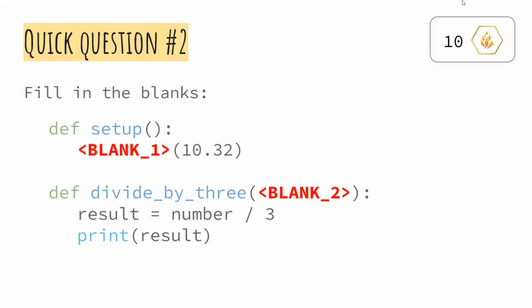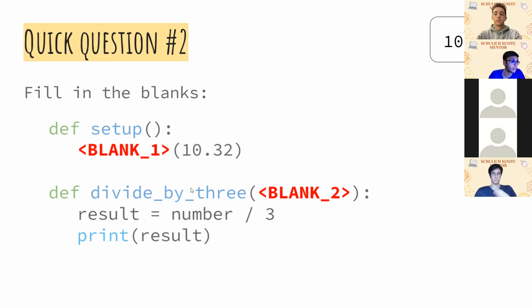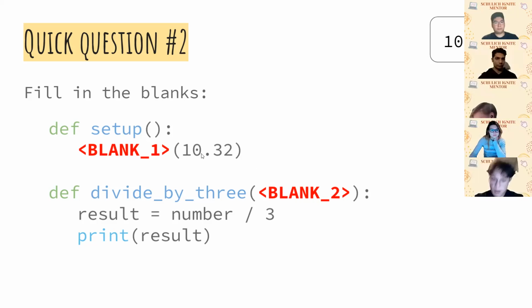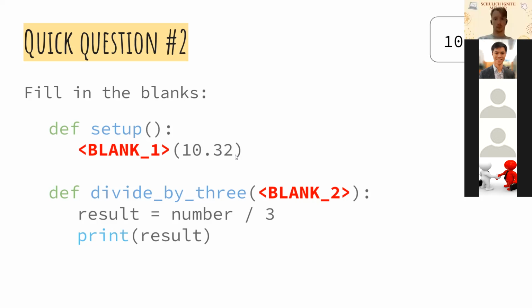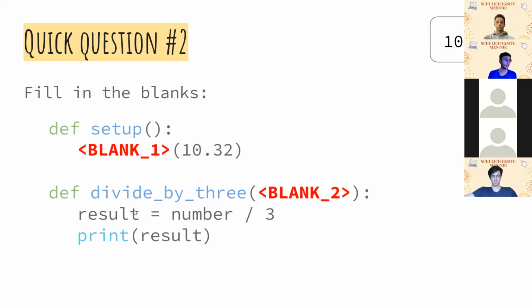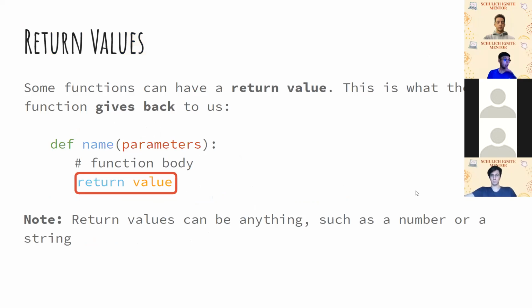So let's look at the answer over here. This is real simple, like the example that I was showing previously. Over here, blank one will basically be divide_by_three. This function will be here, and 10.32, and over here you can see it's divided by three. So option two is the correct one. So 10.32 is the value that is passed in this function, and we will be getting out the float value afterwards when we print out the result.